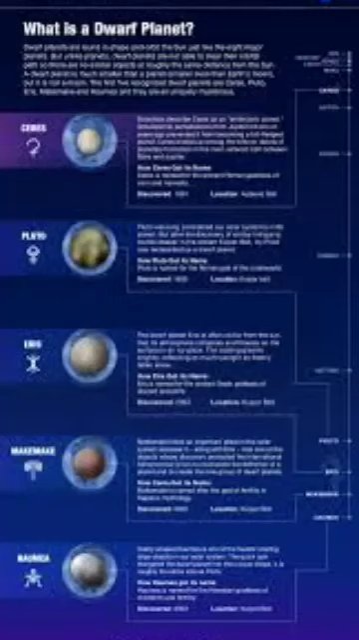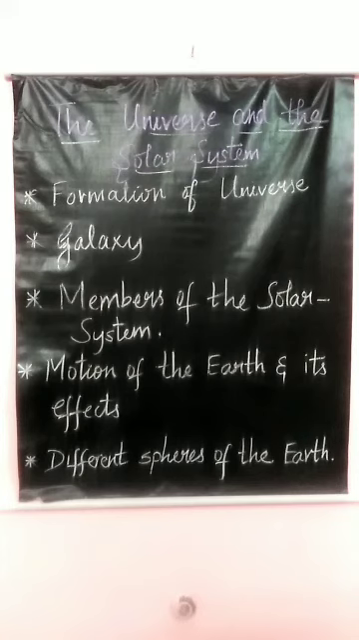What are the dwarf planets? Dwarf planets are small celestial bodies found beyond the planet Neptune. They are extremely cold and dark. They are almost spherical in shape, but unlike planets, they can share their orbit with other dwarf planets. The 5 dwarf planets are Pluto, Ceres, Eris, Makemake and Haumea.